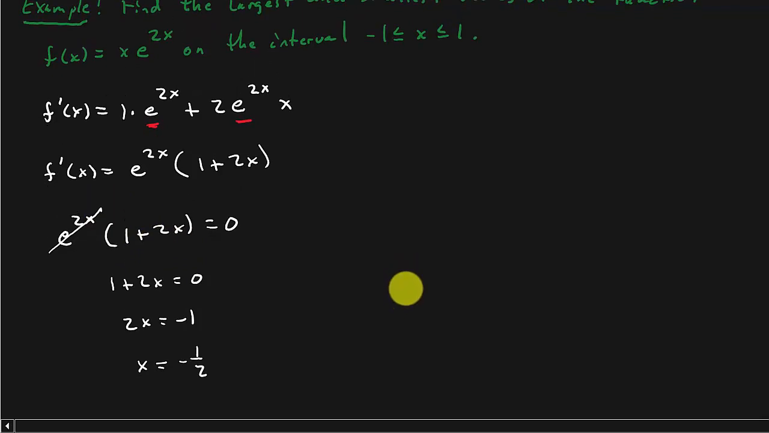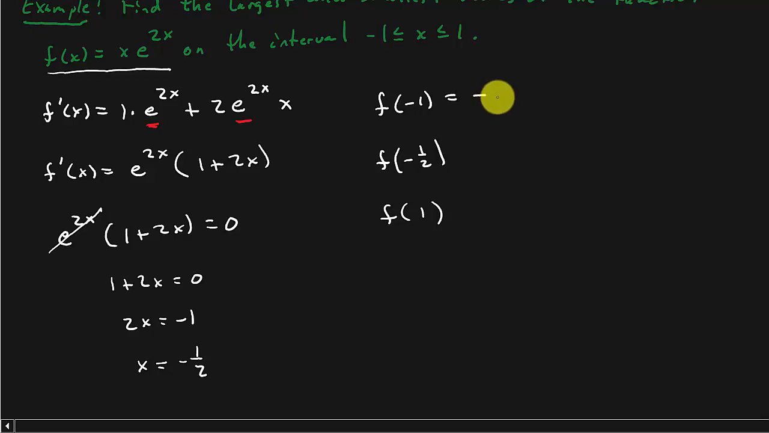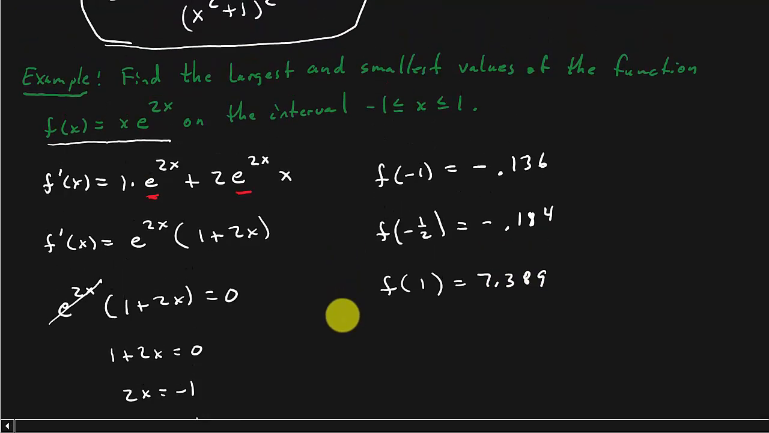And so now we're going to take the original function and evaluate it at negative 1, negative 1/2, and 1. We take the negative 1, the 1, and the negative 1/2 and plug them into the original function. And when you do that, you get negative 0.136, negative 0.184, and 7.389.